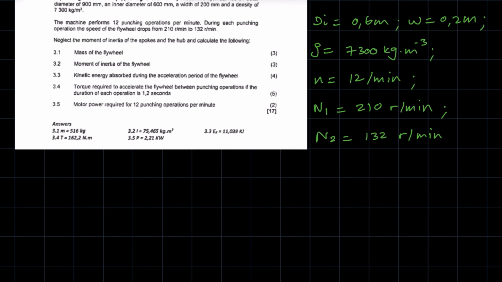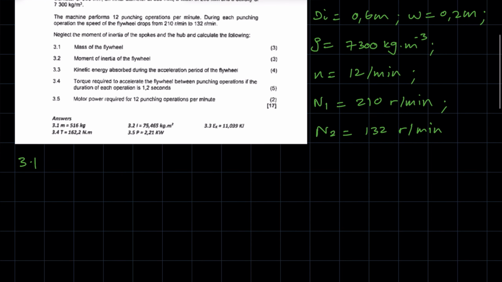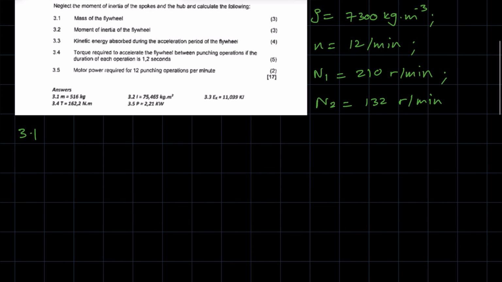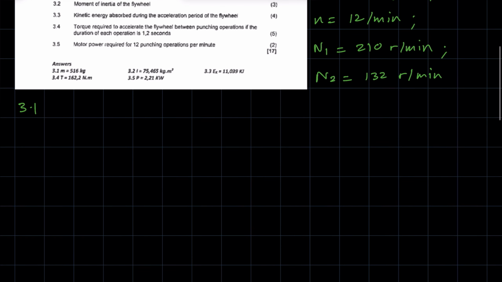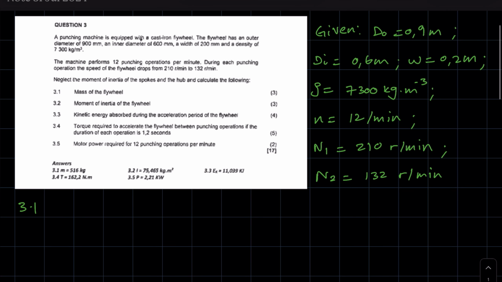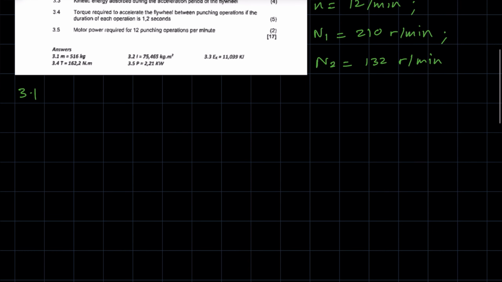3.1. Let's calculate the mass of the flywheel. This one will be straightforward. Essentially, we are being asked to calculate the mass of the rim because we are ignoring every other part of the flywheel. As per the statement, neglect the moment of inertia of the spokes and the hub.